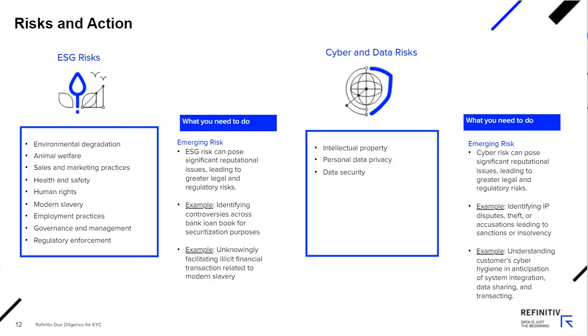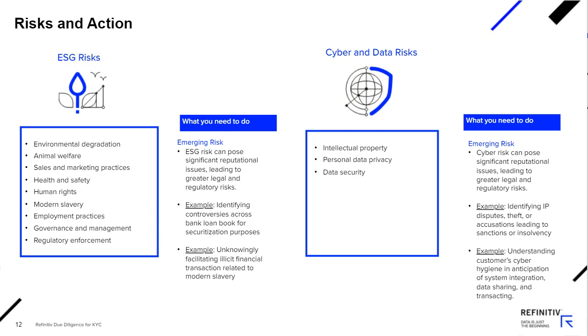Our last two risks of the top six that everything maps up to, also emerging risks, are ESG, which is also the evolution of CSR. So this is anything within environmental degradation, animal welfare, sales and marketing practices, anything effectively within that ESG canon, and that can pose significant reputational issues, which can evolve or devolve, if you will, to potential legal and regulatory risks.